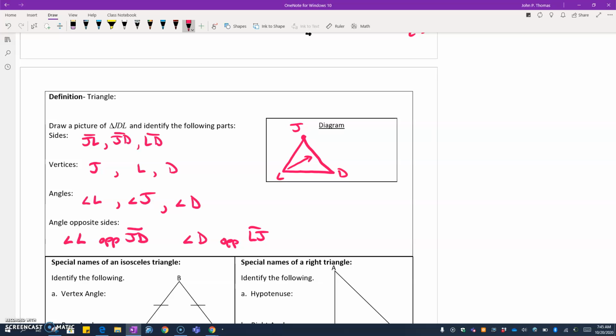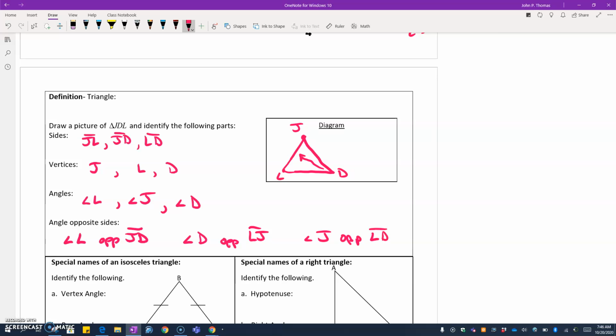All right, so if I erase that original arrow in there and I go to D, notice if I look out across, we've got JL. And angle J, the one we haven't done yet, is opposite side LD.